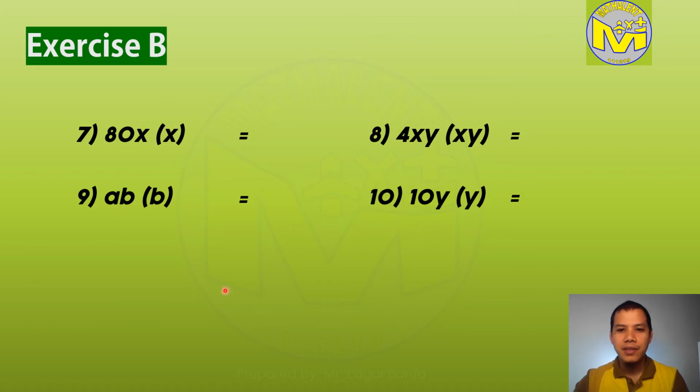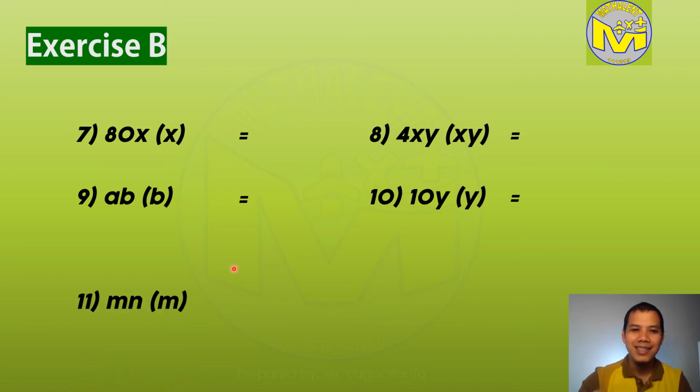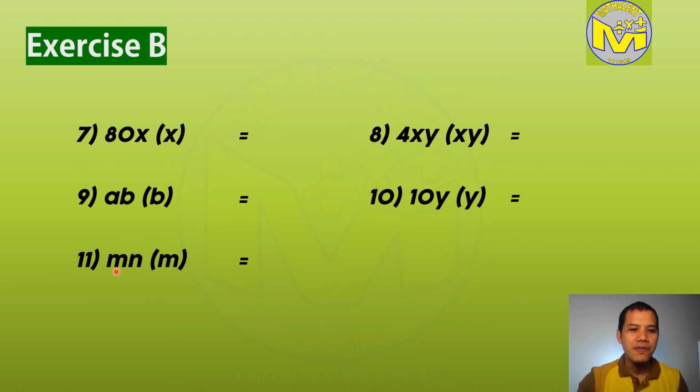Okay? Number 10, we have 10y. If you know already the answer, just write it down. Should I tell you the answer here? I think I will skip this one. But the answer is 10. Okay. Number 11, we have mn.